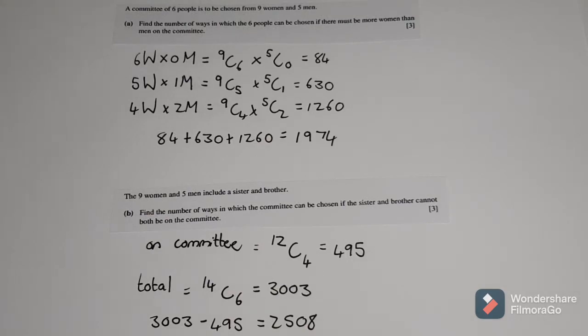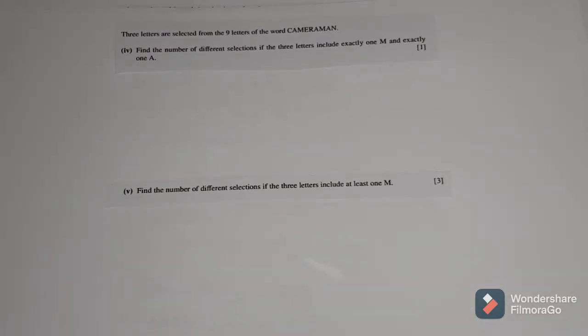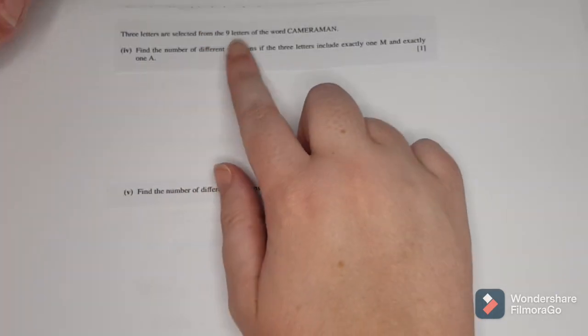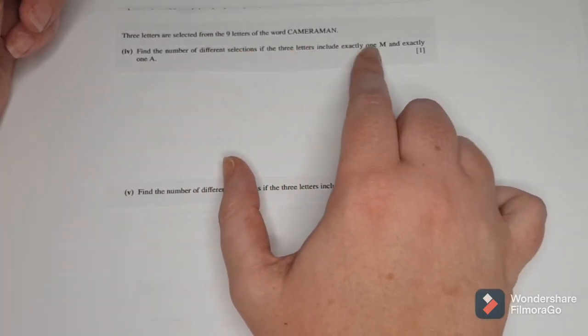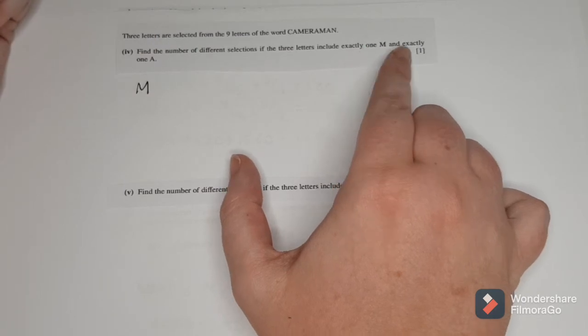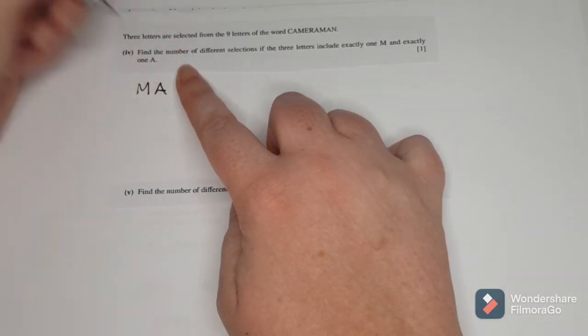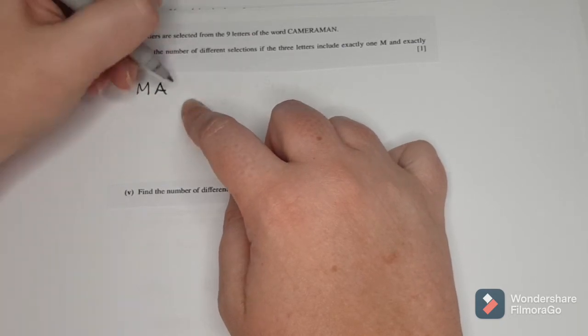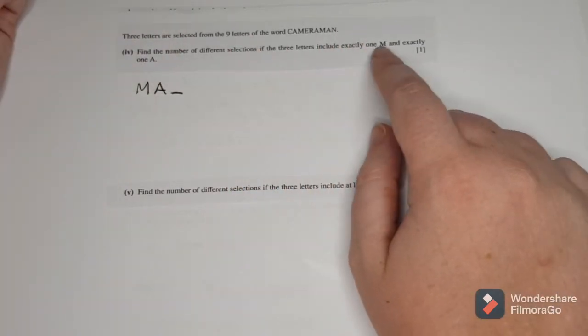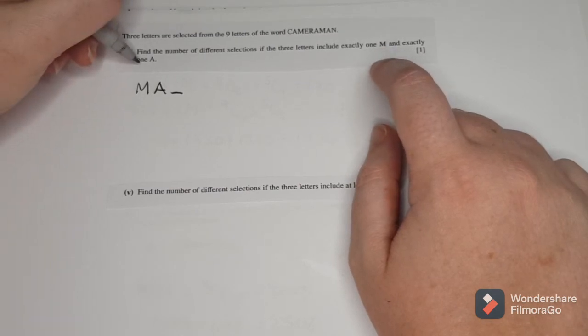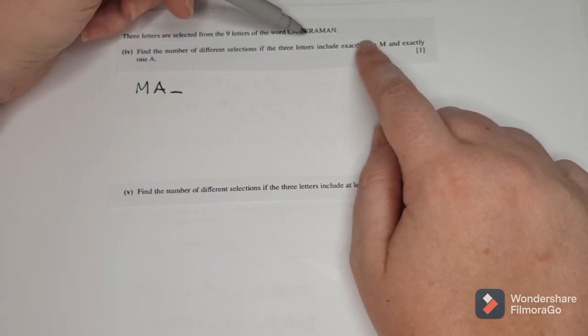Okay. So then another example, I have 3 letters selected from the 9 letters in the word cameraman. We need to find the number of selections if the 3 letters include exactly one M and exactly one A. So I'm only choosing 3 letters, and it has to have one M, and one A. So now I'm only left with space for one more letter. And I'm having exactly one M and exactly one A, meaning all the other M's and A's in there are going to be excluded.